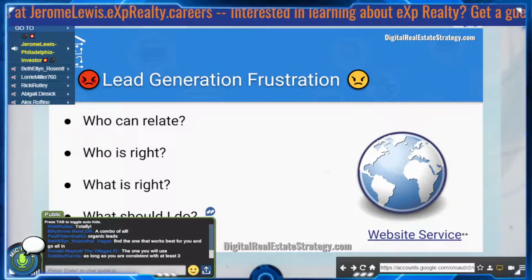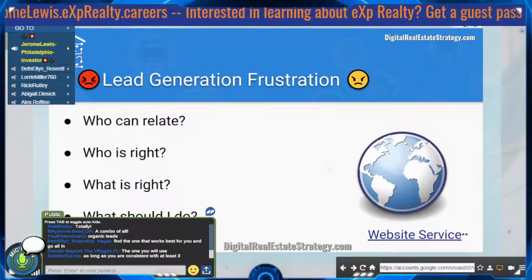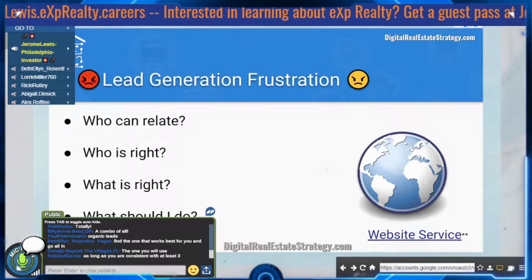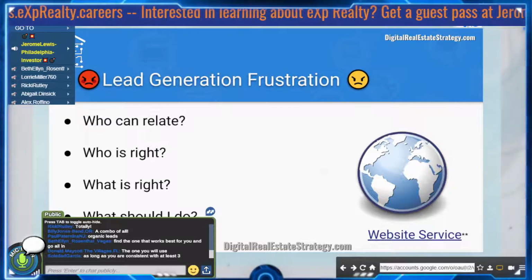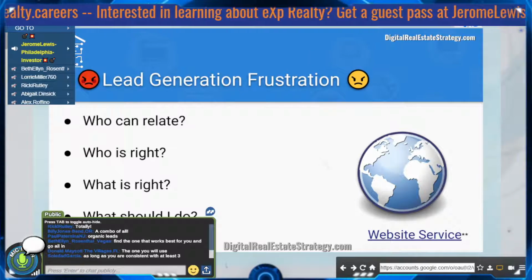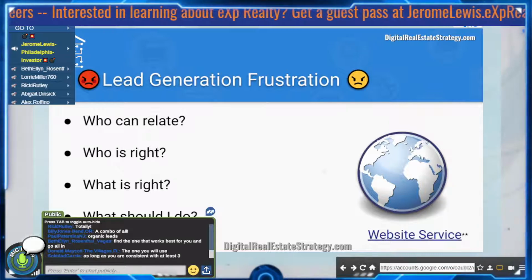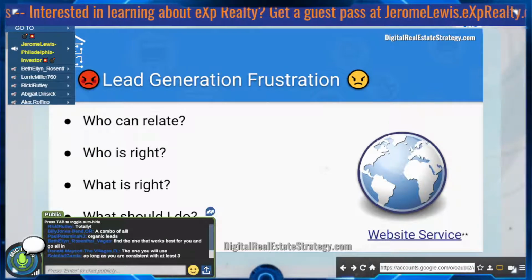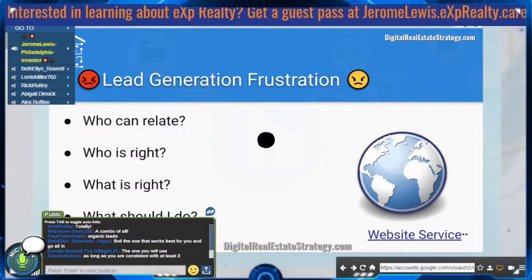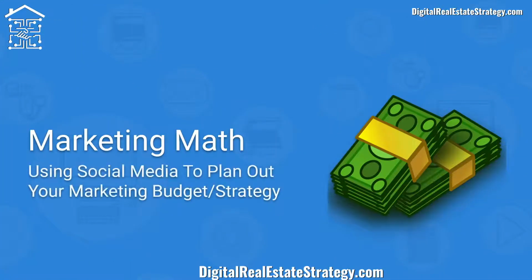It's all correct. Video marketing, organic, paid, a combination of all. Everything is right. You just have to, Soledad put it in the chat, you just have to be consistent. That's one of our biggest problems. And this is why I like marketing budgets, right? Because marketing helps us be consistent. A budget, right? If I'm going to spend $5 a day, that means I'm advertising every single day. A marketing budget helps us be consistent. So I'm calling this marketing math, and we're going to use social media to plan out a marketing budget and a marketing strategy.